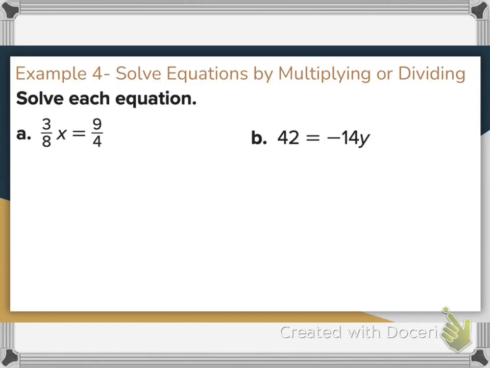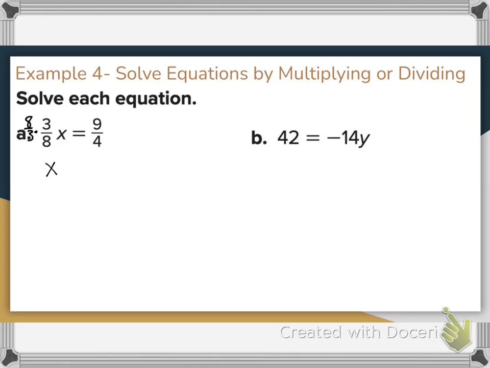So here, I've got 3 over 8 times x. We've talked about the reciprocal a little bit before, correct? What's the reciprocal of a number? It's a fraction flipped, right? What happens when I multiply a number by its reciprocal? You get 1. So if I multiply 3 over 8 by 8 over 3, what's that going to give me? 1x, or just x, which gives me the variable by itself, correct?